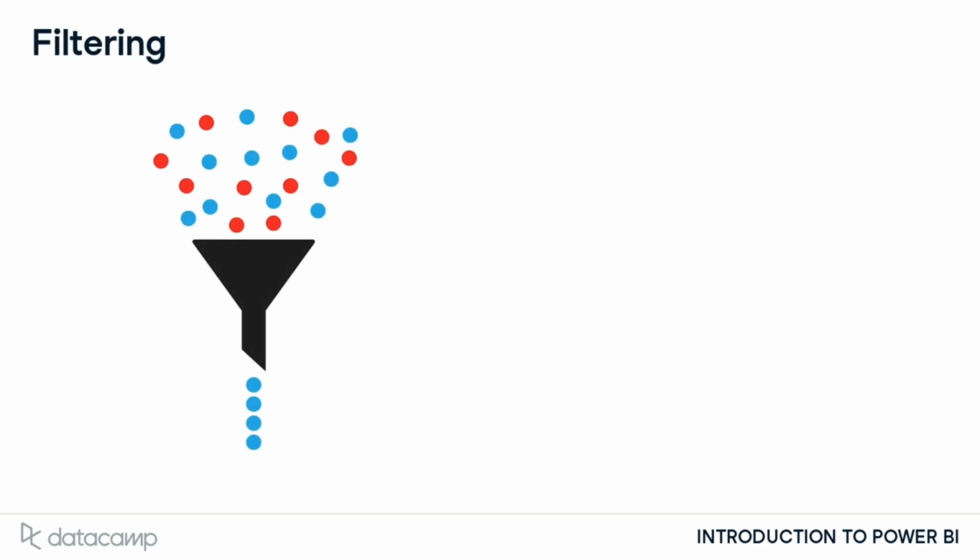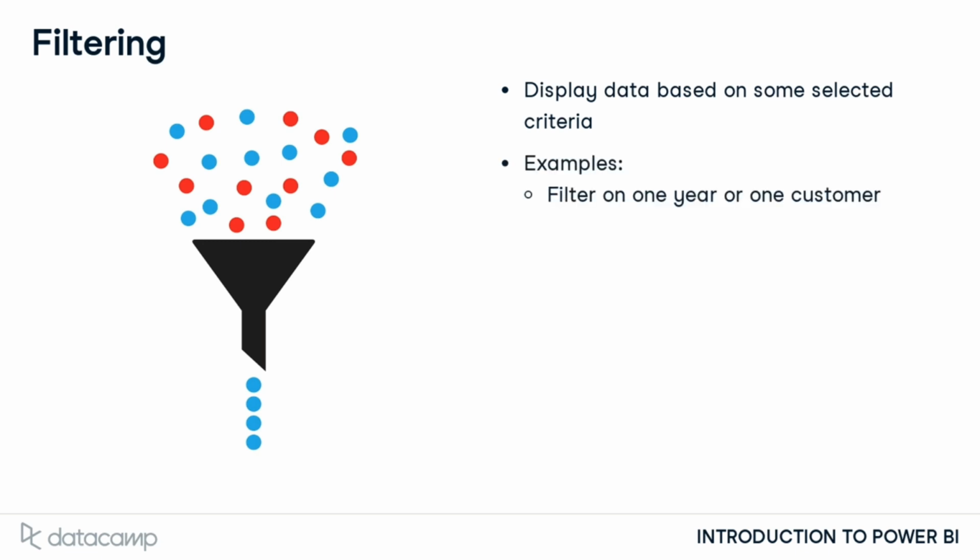Next, we'll look at filtering. Often, you don't want to look at all of your data at once, but rather display data based on some selected criteria. Using filters, you can filter out unnecessary information. For example, you can filter a report so that all of the data is for 1 year or one customer. You can also change a filter so that it shows a smaller set of data, like the last 2 years or the top 5 regions in terms of sales.